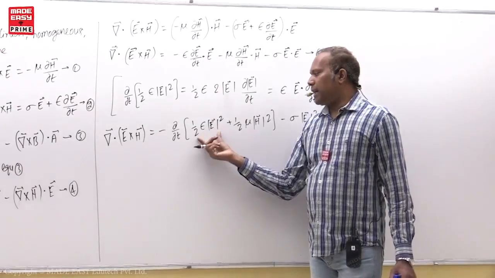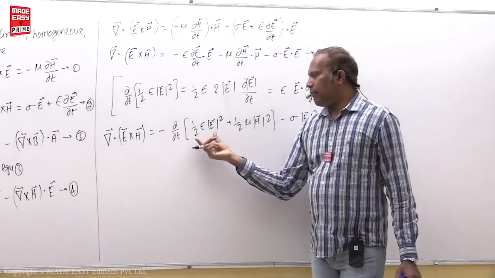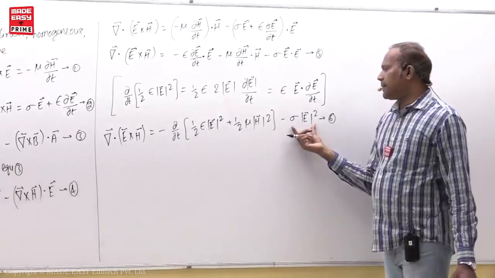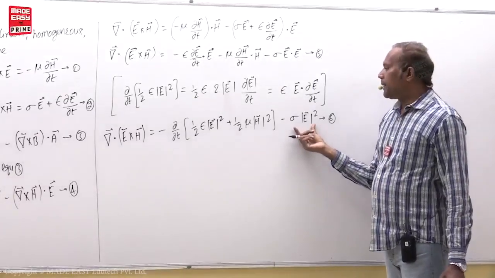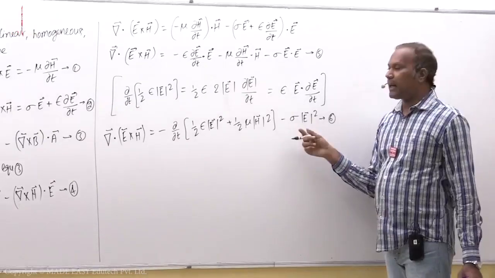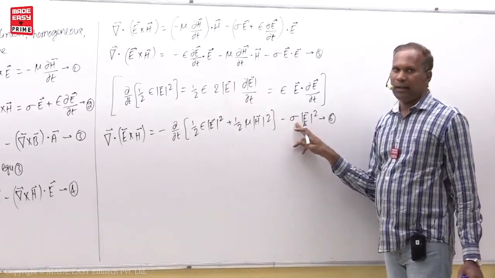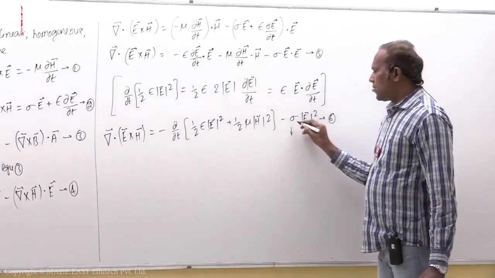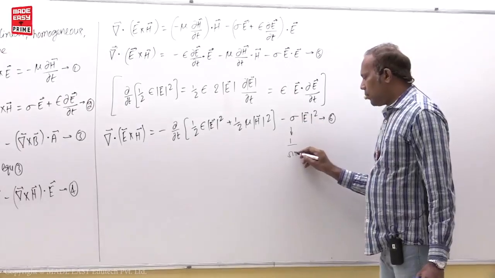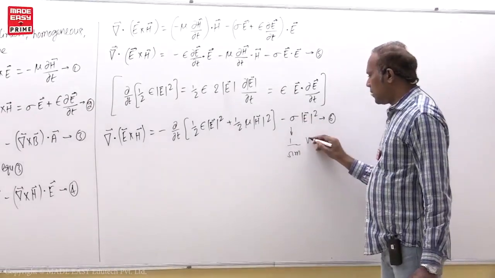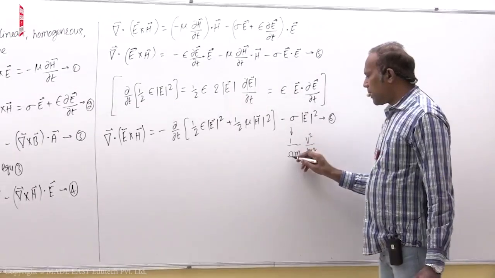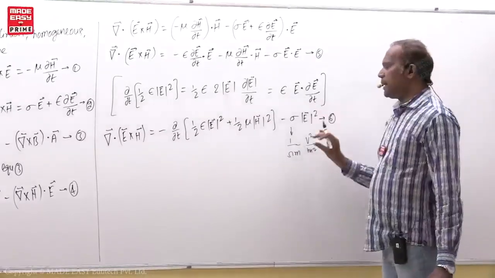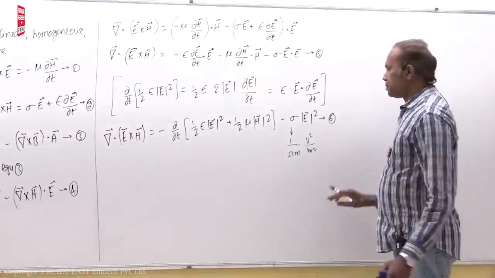Half epsilon mod E square is energy density. D by dt of energy density is power density, watt per meter cube. And here also it is heat power density, because sigma is there, and sigma means resistance, student. Resistance means it gives heat loss. If you want, you can check the units. This is 1 by ohm meter. The unit of this is volt square by meter square. Volt square by ohm, V square by R, is watt. Watt per meter cube, that is power density actually. So that is heat loss power density.